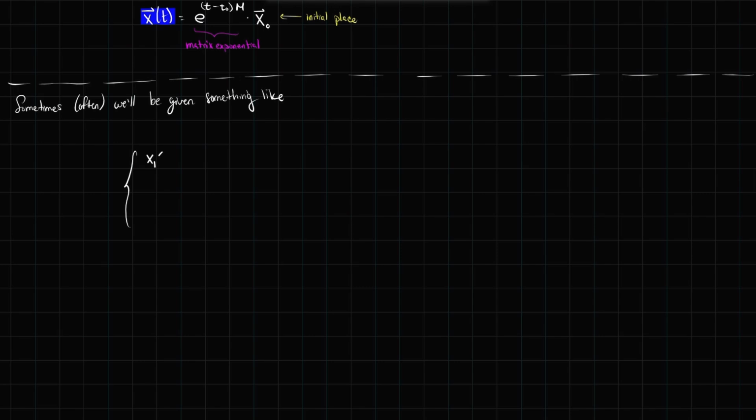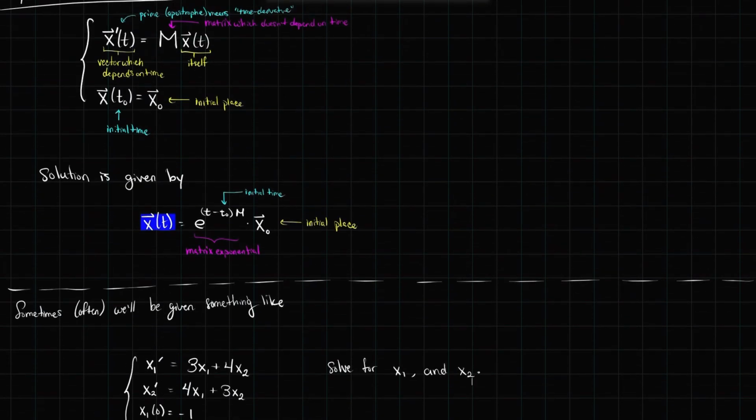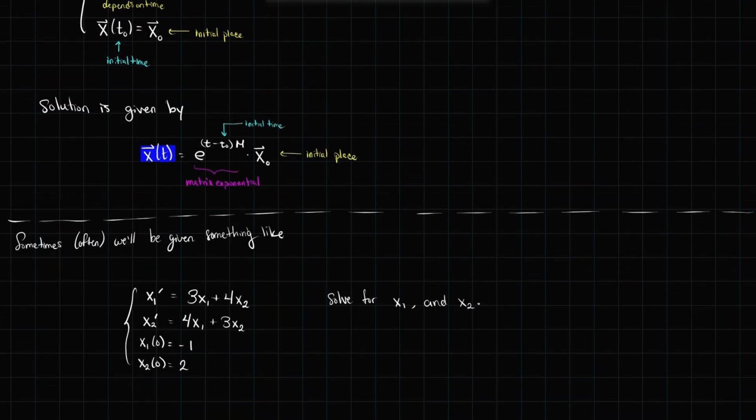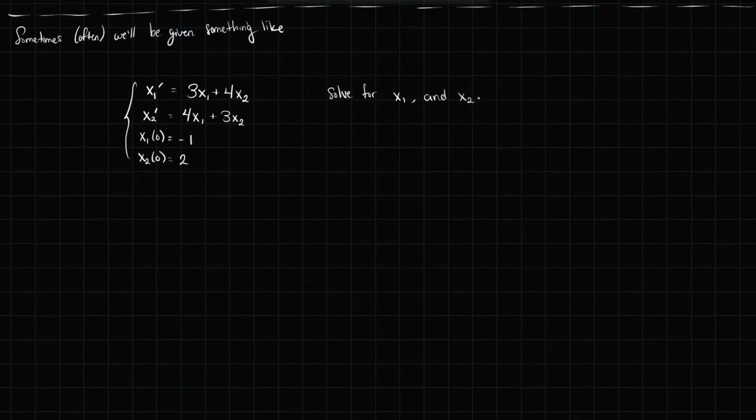It'll say something like x1 prime equals 3x1 plus 4x2, and then x2 prime equals 4x1 plus 3x2. It'll say something like x1 at time 0 is -1, and x2 at time 0 is 2. Solve for x1 and x2. And so it doesn't exactly look too terribly different than the above, but it also doesn't look exactly the same. So in some ways, it's useful to translate the latter system to the earlier system.